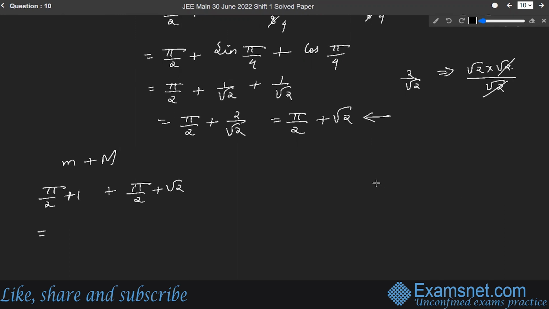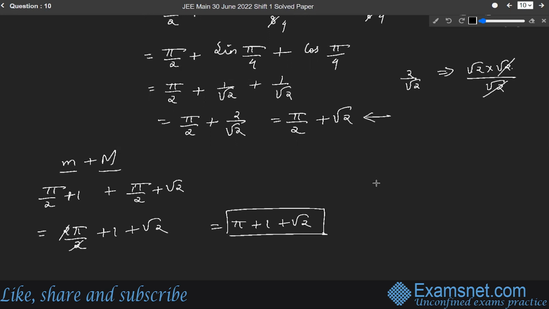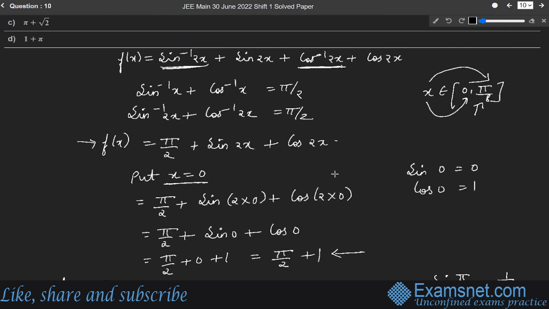Adding both these values, pi by 2 plus pi by 2 is 2 pi by 2, plus 1 plus root 2. This 2 and 2 will be cancelled. So we have pi plus 1 plus root 2. So this is the exact value of the expression small m plus capital M. Now let us have a look at the options.